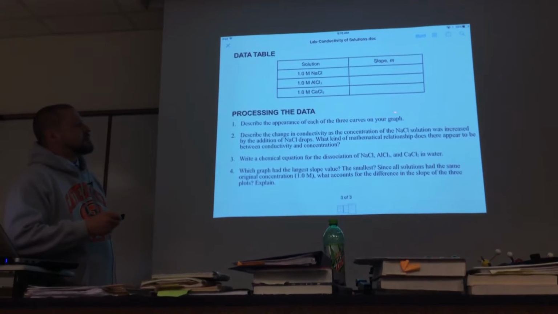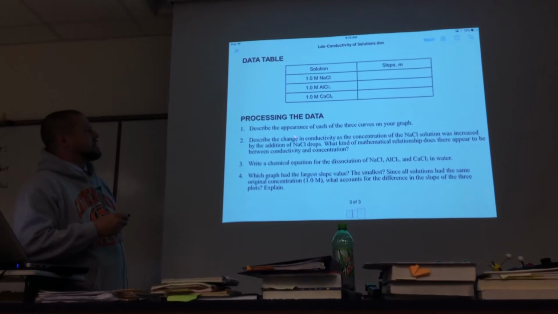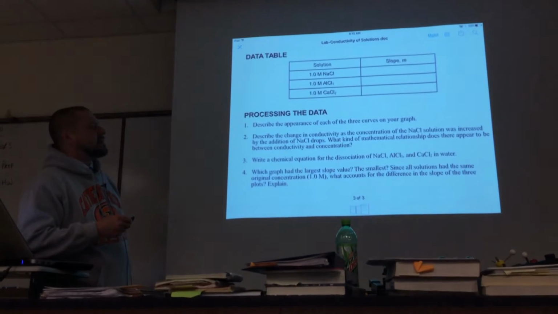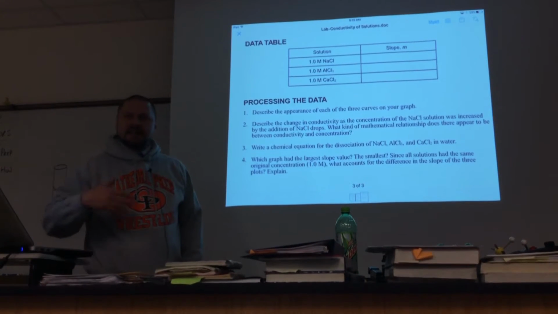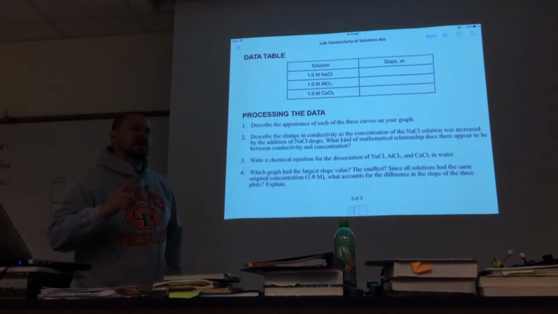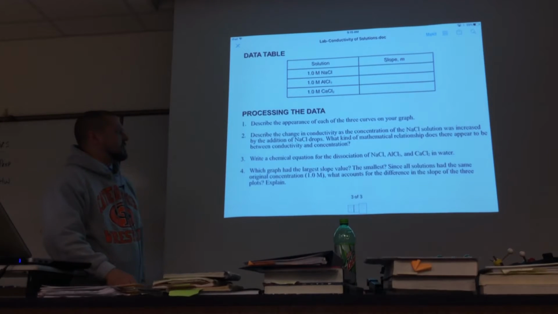You're supposed to describe what your graph looks like. You're going to describe the change in concentration as NaCl solution was increased. And they want to know the mathematical relationship. Okay. You already probably predicted what's going to happen. As I add more drops, what's going to happen to conductivity? It's going to go up, right? But that's a mathematical relationship, and you got to figure out what the name of that mathematical relationship is.